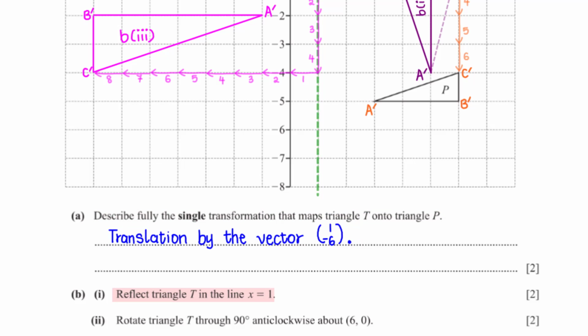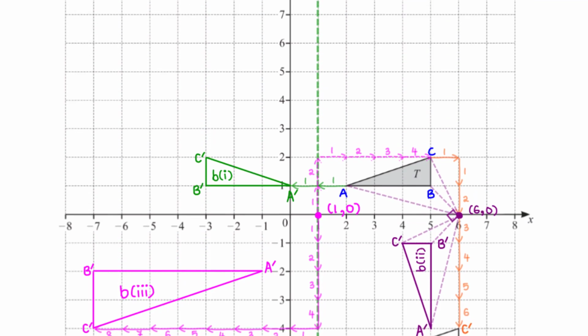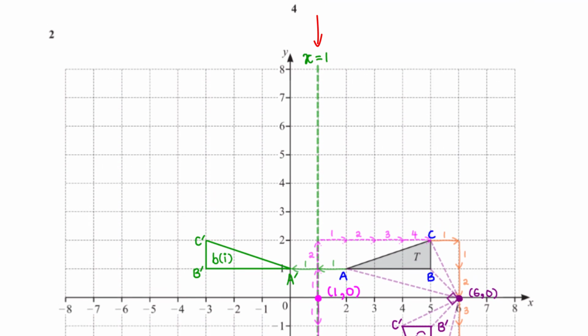Reflect triangle T in the line x equals 1. First, we need to draw the line of reflection, which is x equals 1. Then we reflect each vertex on triangle T in the line x equals 1.